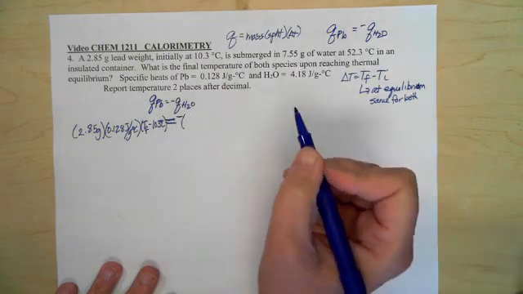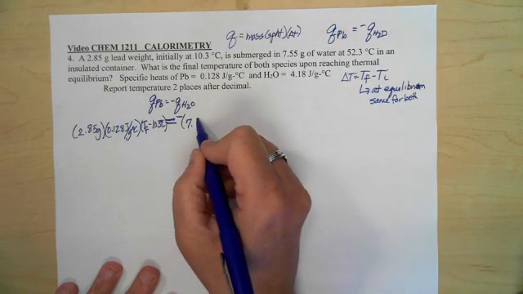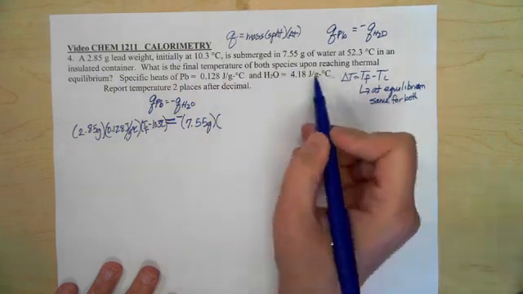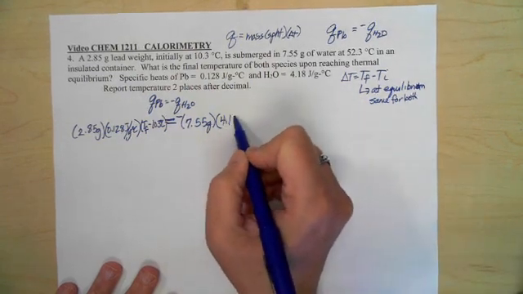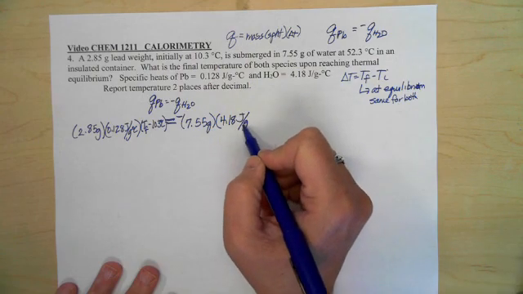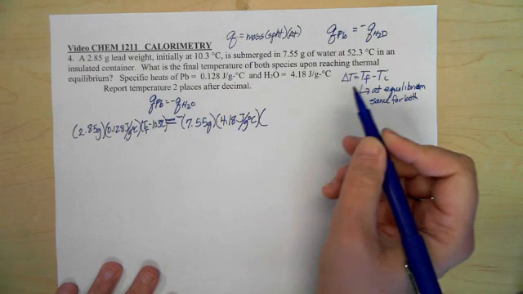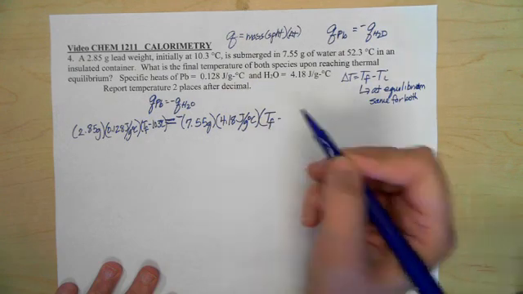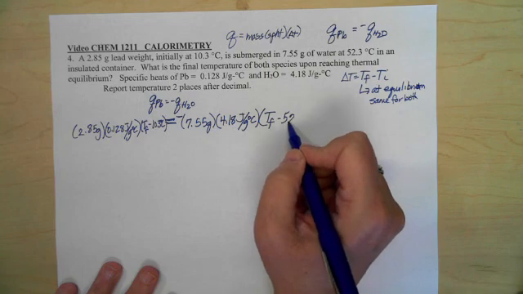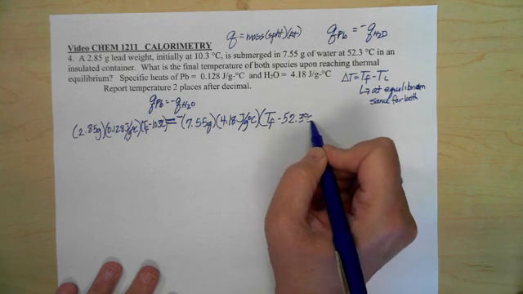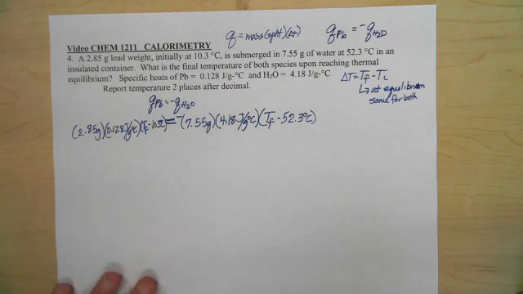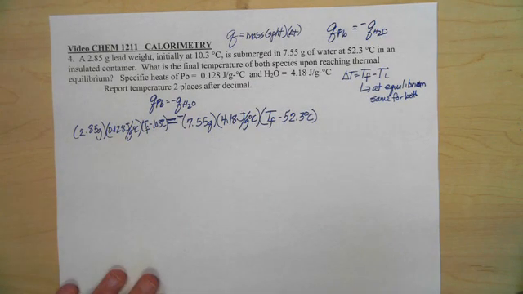There's our negative. Don't forget your negative. I only have 7.55 grams of water. I have my specific heat of water, which is 4.18 joules per gram per degree C. And my T final, again, I don't know what my final temperature is, but my initial temperature is 52.3 degrees C. Okay? Now, here's where we enter the ugly world of mathematics.